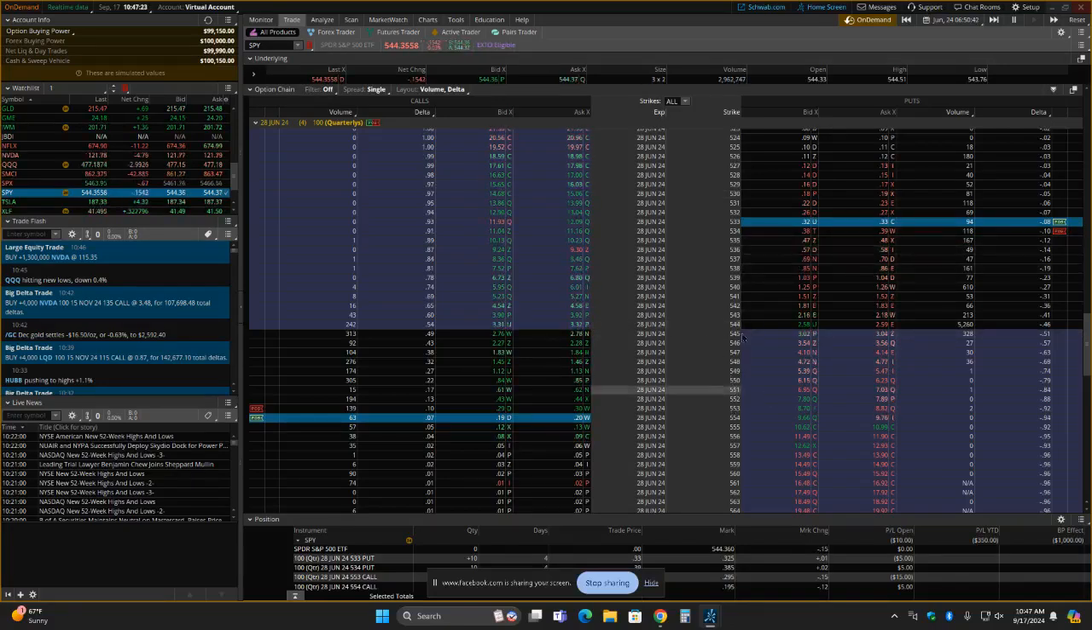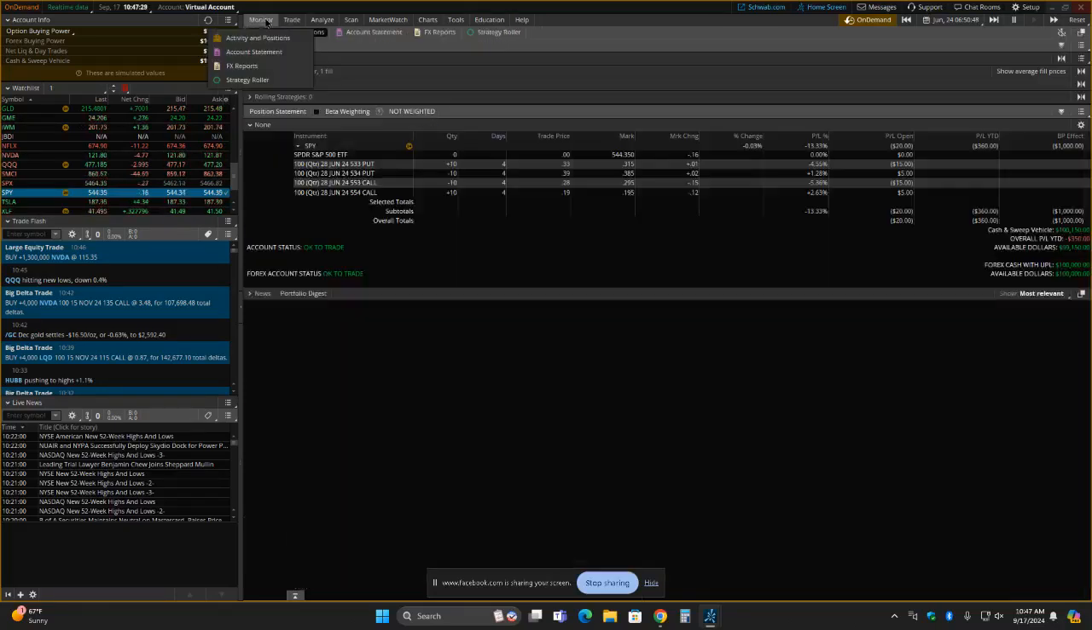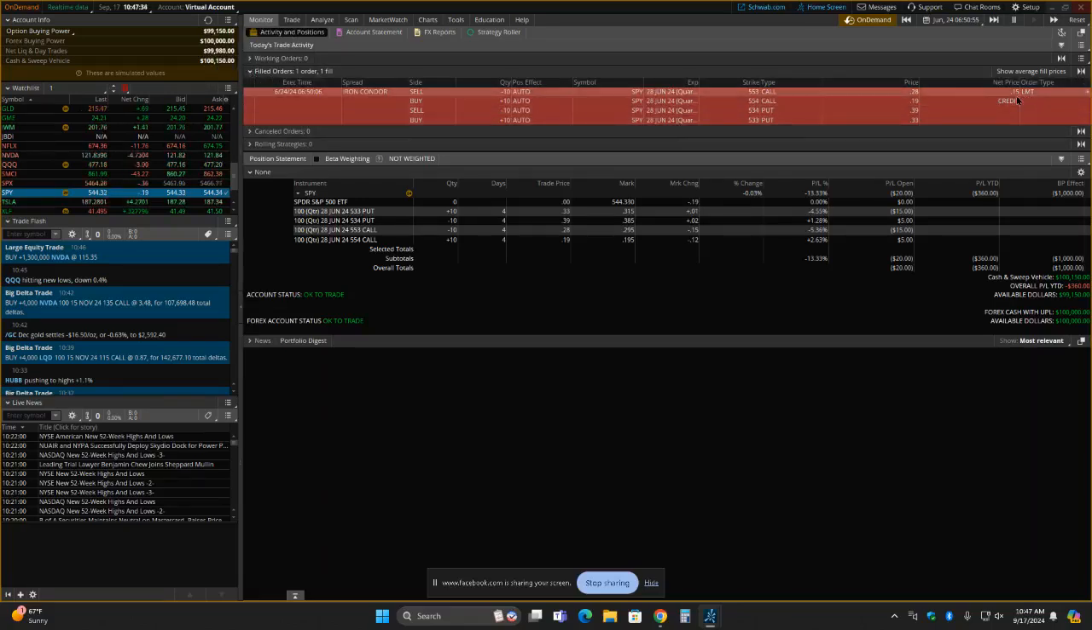As long as the price stays within this range by Friday, we're going to collect the $150. 15 times 10. So we get a potential $150 profit on our $1,000 collateral. All right, so it's more than 10%.